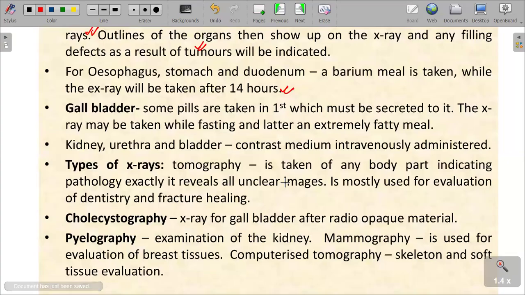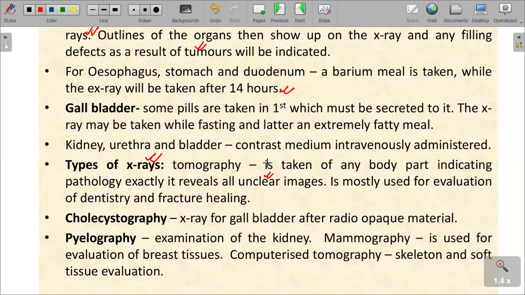We also have types of X-rays. We have what is called tomography, which is taken of any body part, including the pathology exactly. It also shows the pathology. It reviews all unclear images.